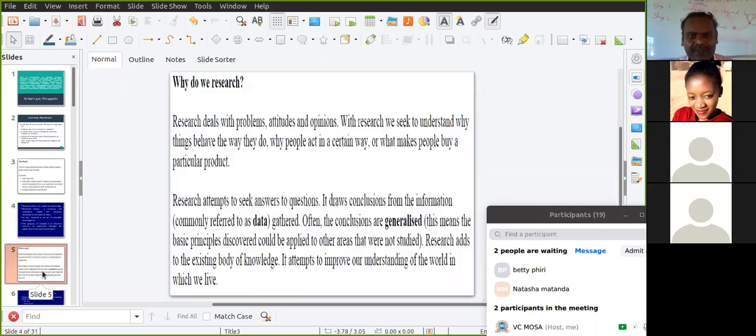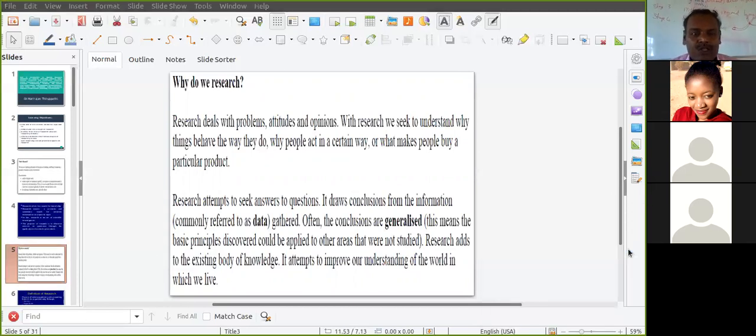Now, we are moving to the next slide. Why do we need research? What is the purpose of doing research? Wait, I'm adding. So, the purpose of doing research.